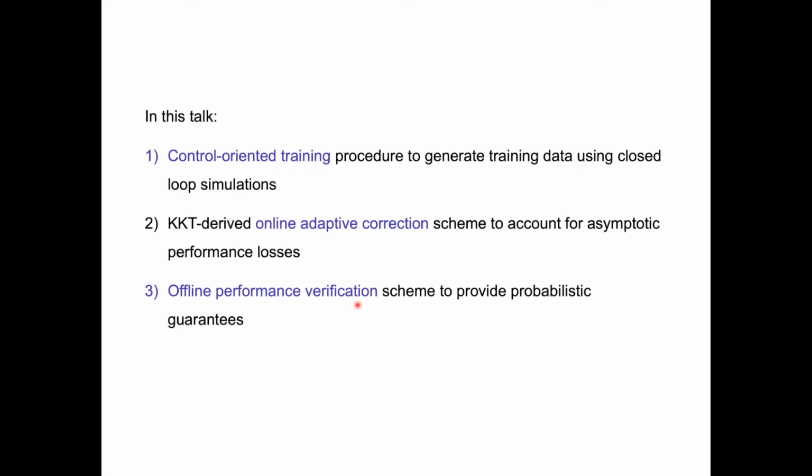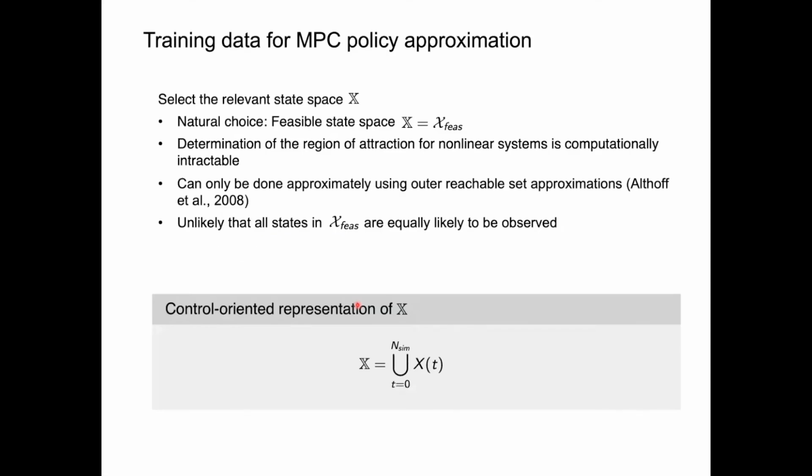The deep neural network parameters are trained by minimizing some loss function, which is commonly the mean squared error, evaluated over a training data set. A natural choice is the feasible region of the MPC control law. However, determination of the feasible state space for nonlinear systems is computationally intractable and can only be done approximately using some outer reachable set approximations.